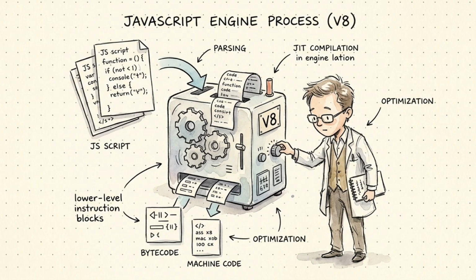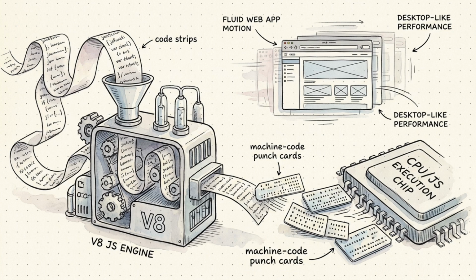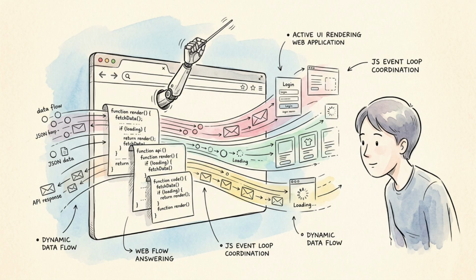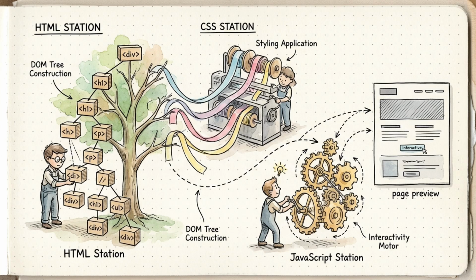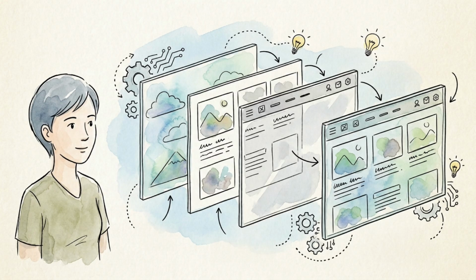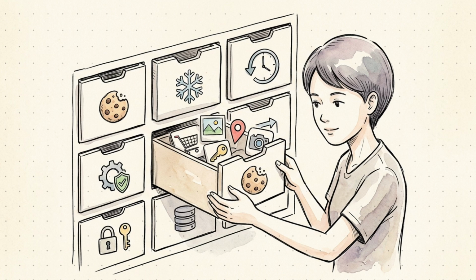Then Google's V8 JavaScript engine made that shift feel fast. A JavaScript engine is the part of the browser that reads and runs JavaScript. V8 compiled JavaScript into machine code, the lower-level instructions your computer can execute directly, which helped make web apps feel more like desktop apps. Suddenly, the browser was not only displaying the web, it was executing it. Picture the scene inside your device. One part manages tabs. One part checks certificates. One part talks HTTP. One part parses HTML. One part applies CSS. One part runs JavaScript. One part asks the graphics hardware to compose layers on the screen. Another part stores cookies, cache, history, permissions, passwords, and tiny bits of state that make the web feel continuous.